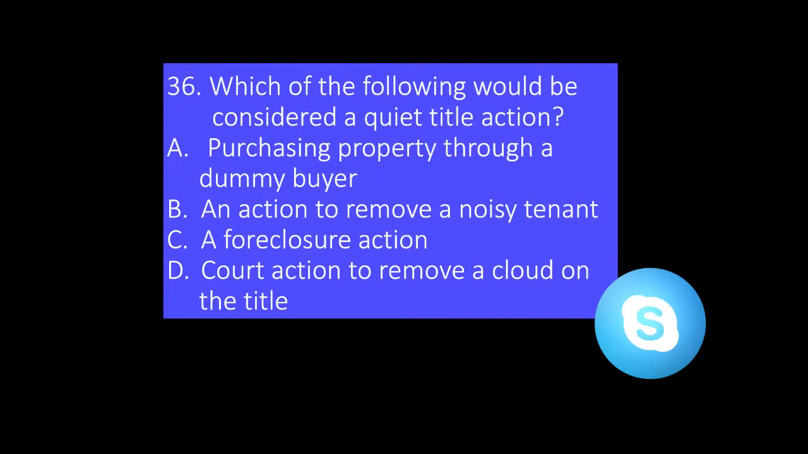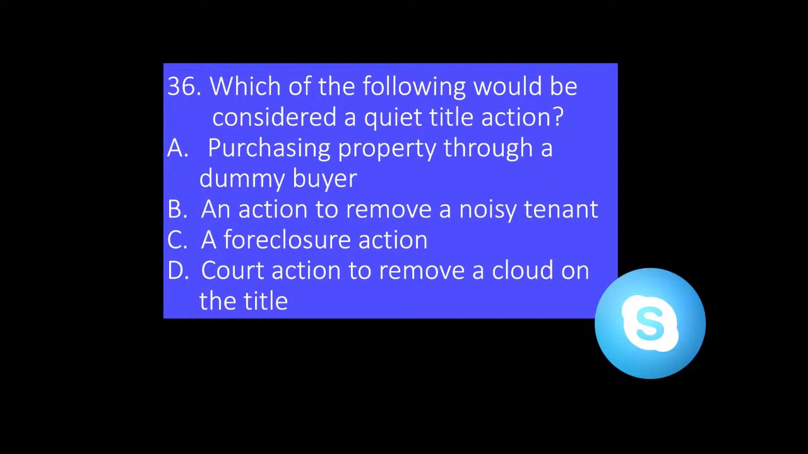Quiet title is basically give away the title, right? So what do you mean by purchasing property through a dummy buyer? Cannot be. An action to remove a noisy tenant, of course not. So A and B eliminated. A foreclosure action, yes, could be. Court action to remove a cloud on the title. That's not quite title. So I choose C.